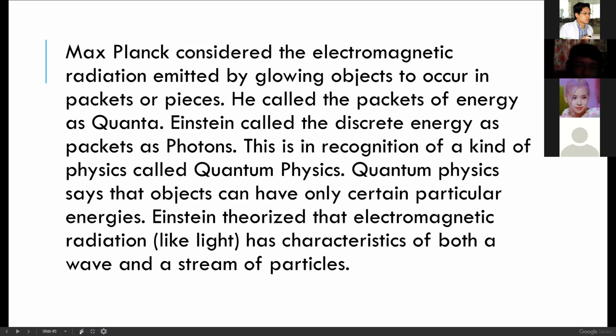Max Planck considered the electromagnetic radiation emitted by glowing objects to occur in pockets or pieces. He called the pockets of energy quanta. That is where quantum comes from. Okay? Quantum came from quanta. Einstein called the discrete pockets of energy photons. Okay? Photons means light.